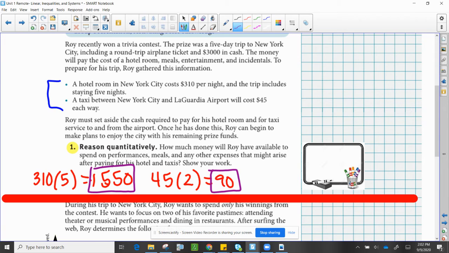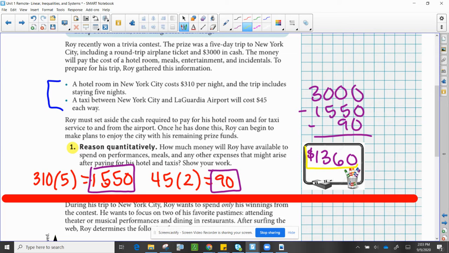Okay, so if we think about this, Roy had $3,000 to spend. If we take away the cost of his hotel and his taxis, he has $1,360 left over. So he's going to use that money to go to all his fun things, performances and meals.